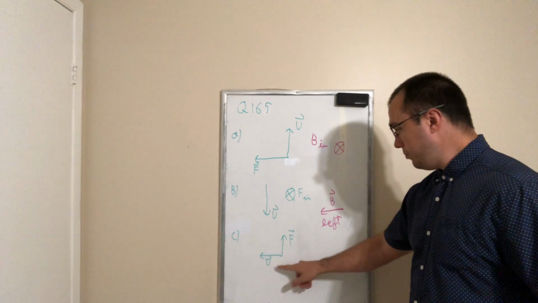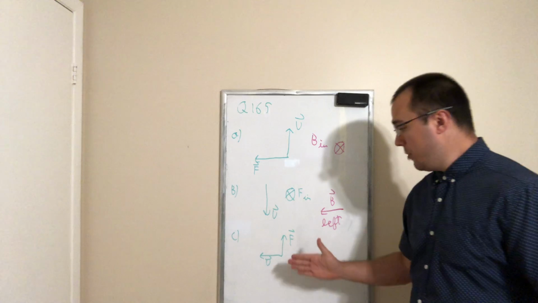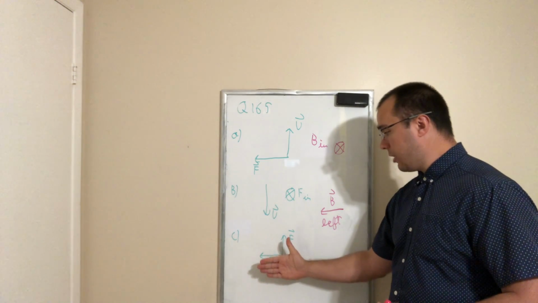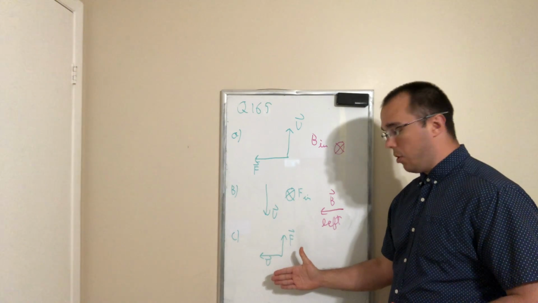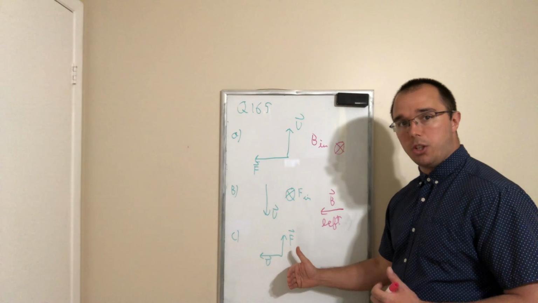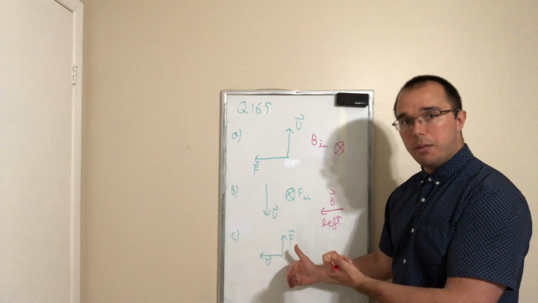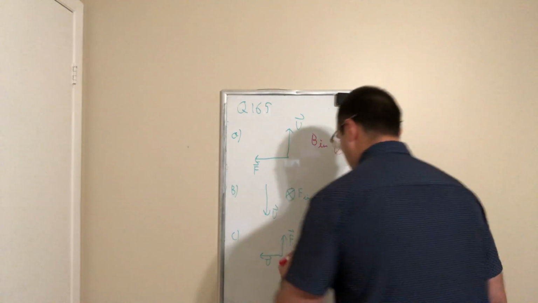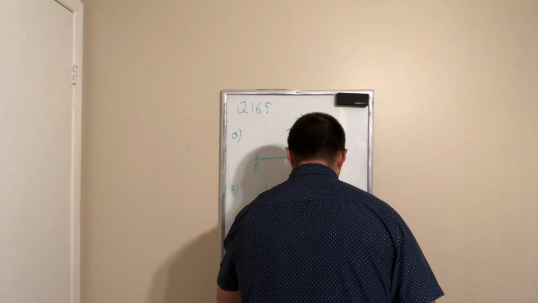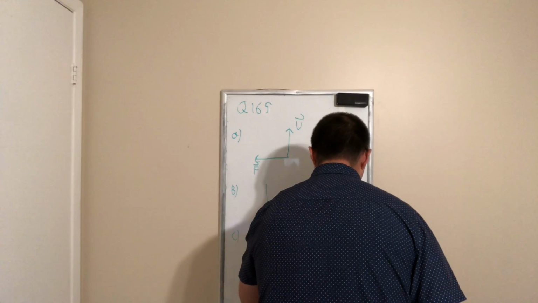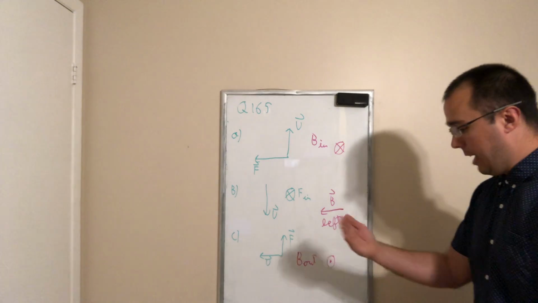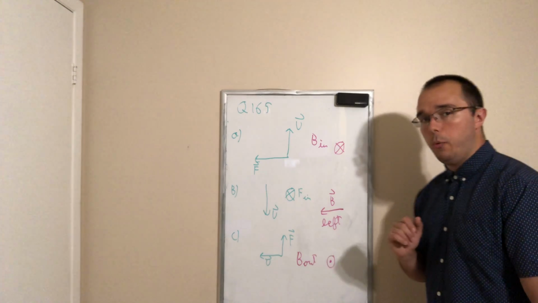Now, in the case of part C, we point again our finger toward the velocity vector. The thumb is pointing toward the force. The curling of our finger is pointing toward the magnetic field. In other words, the magnetic field is pointing out. So, B, out. And again, the symbol for pointing out of the page is a circle with a dot inside.